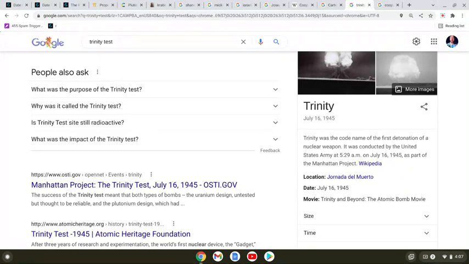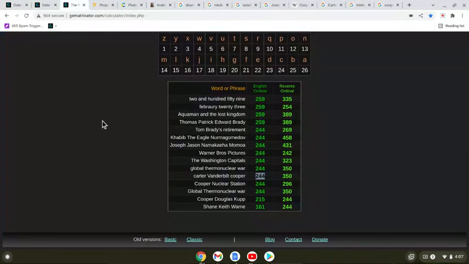Okay, and I want you guys to notice the 5:29 a.m. they state. They state a specific time. Now, why would you state an exact time? Well, I'm going to show you why. Why 5:29? We're going to go over to gematria here. You've got to understand how numbers work. You have 259 or you have 529.